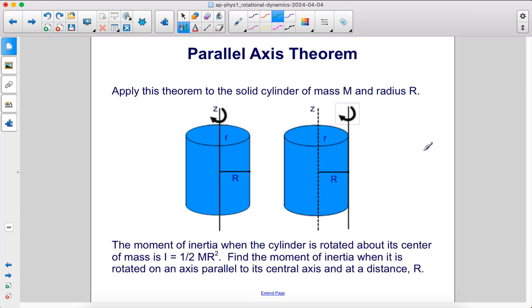Let's apply this theorem to a solid cylinder of mass m and radius r. The moment of inertia when the cylinder is rotated about its center, so if it's just spinning, is 1/2 mr squared. Find the moment of inertia when it's rotated on an axis parallel to its central axis and at a distance r. So now we're going to be rotating this cylinder about its side. So it goes all the way around. It's not just spinning in place.